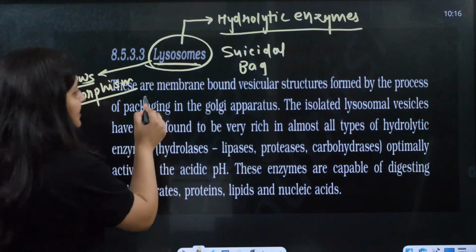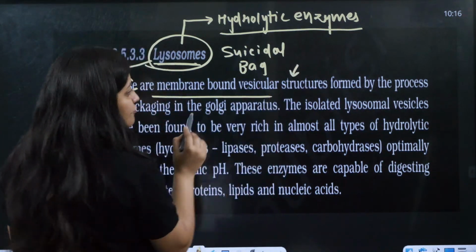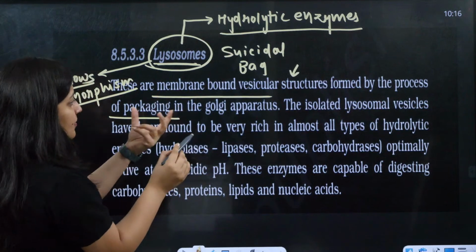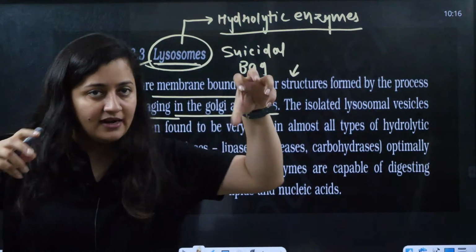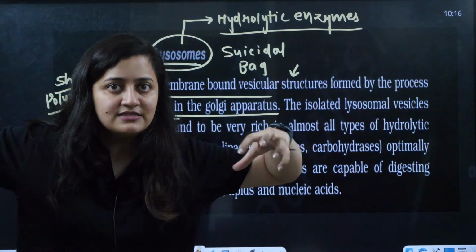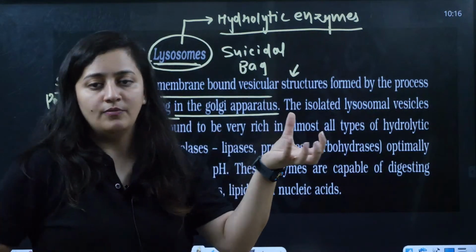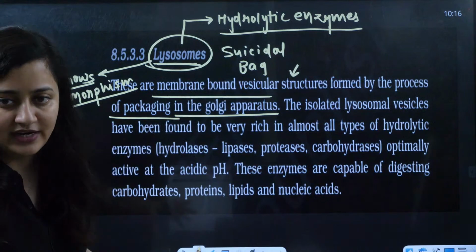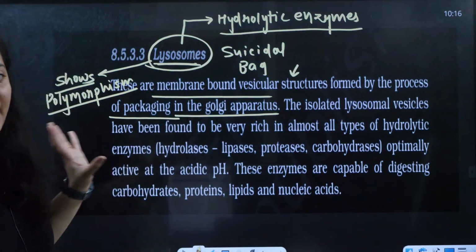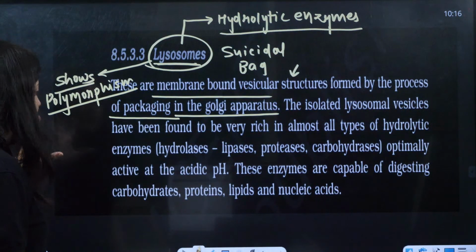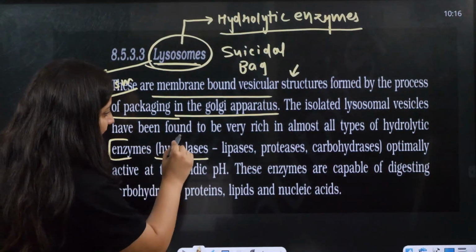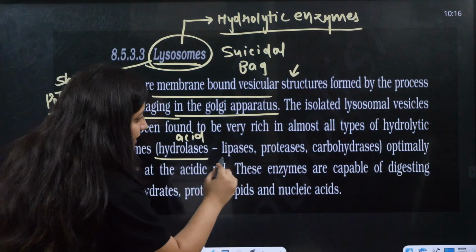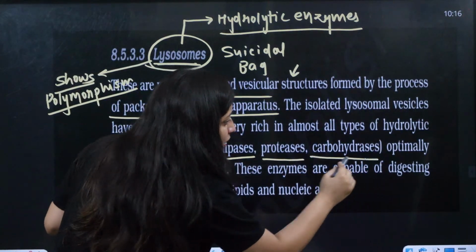They are membrane-bound vesicular structures, also formed by the process of packaging in the Golgi apparatus. When the vesicles come out from the cisterna, the lysosomes form. So what do they have? They have hydrolytic enzymes, right, bache? Which hydrolytic enzymes are there? Acid hydrolases, of course. They are lipases, proteases, carbohydrases.